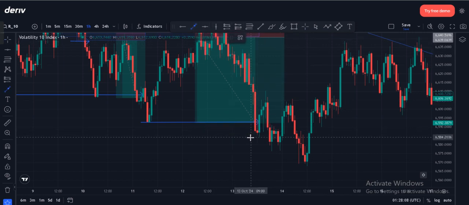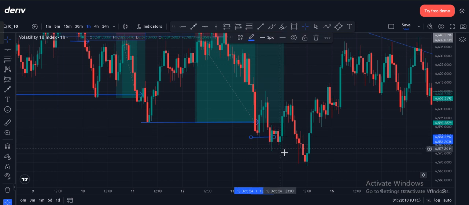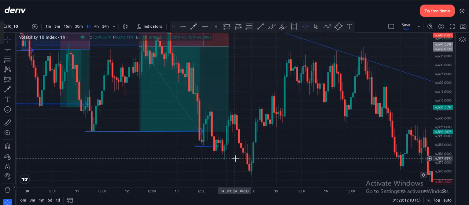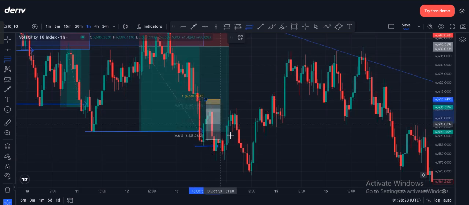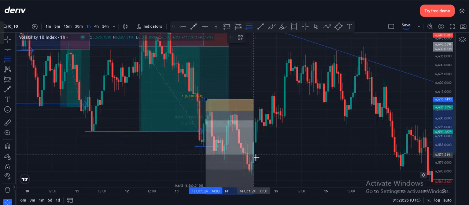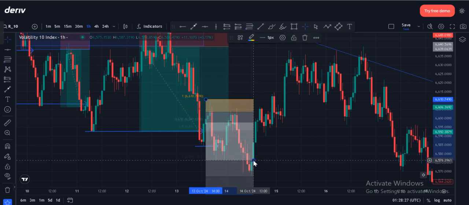So we have this level was taken out also in a smaller time frame, and we have market relating from our swing low to our swing high. Basically, this is our swing high, this is our swing low.